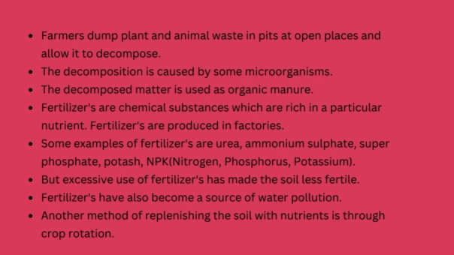The farmers dump plant and animal waste in pits at open places and allow it to decompose. This decomposition is caused by some microorganisms. The decomposed matter is used as organic manure. Fertilizers are chemical substances which are rich in particular nutrients, and they are produced in factories. Some examples of fertilizers are urea, ammonium sulfate, superphosphate, potash, NPK. That means nitrogen, phosphorus, potassium.